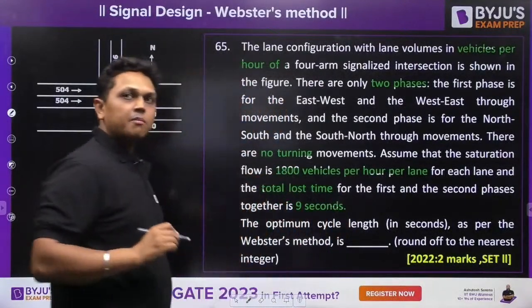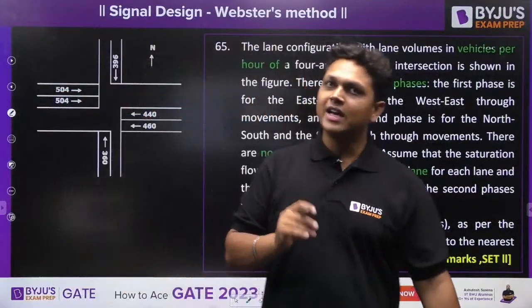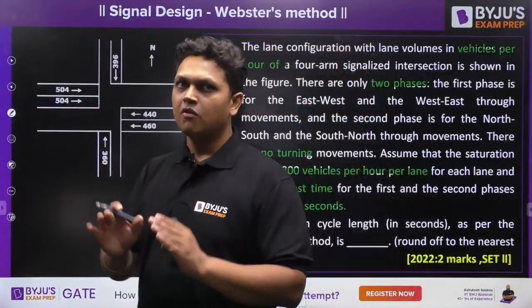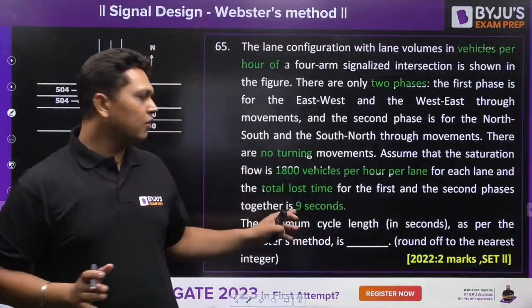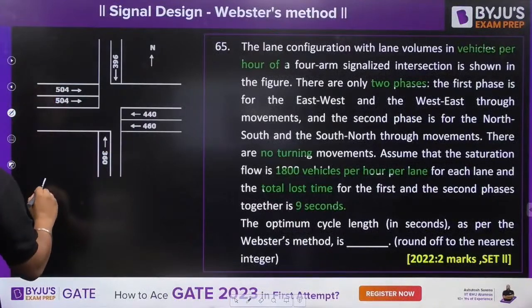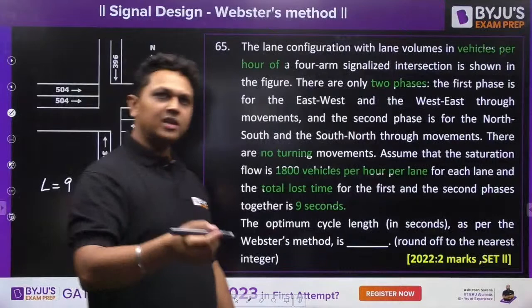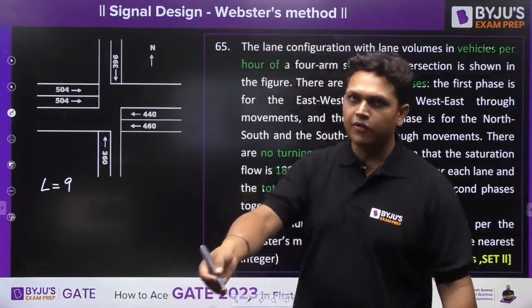If the lost time per phase was given, you have to multiply it with the number of phases. Over here, you are given total lost time for both the phases together. So, you will take L value equal to 9. Otherwise, if it is given per phase, you have to multiply it with the number of phases.